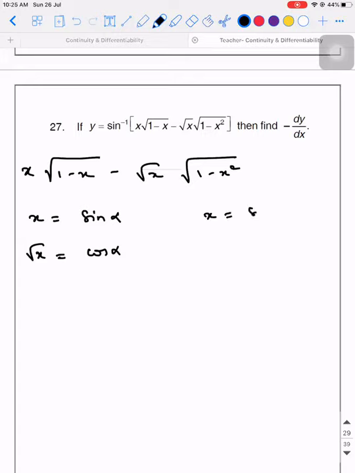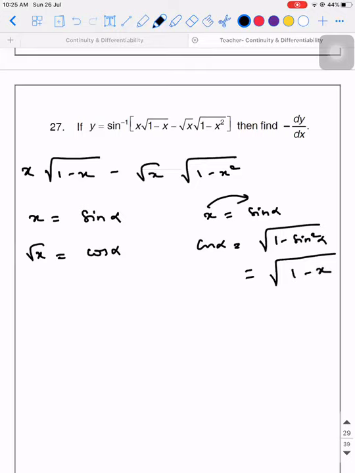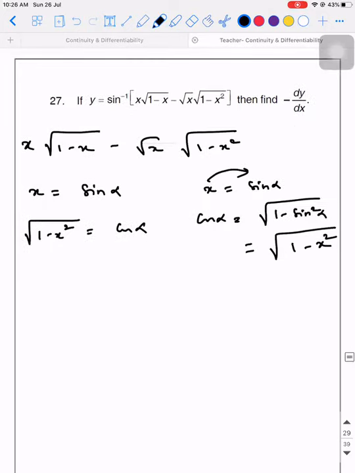See, if x is sin alpha, then, if we take squares, sin square alpha? No, wait, I'm thinking about it. So x is equal to sin alpha. If x is sin alpha, cos square alpha is 1 minus sin square alpha. So root of 1 minus x square we will take as cos alpha. That is what the meaning is. If I take x as sin alpha, then automatically root of 1 minus x square will become cos alpha. Agreed?